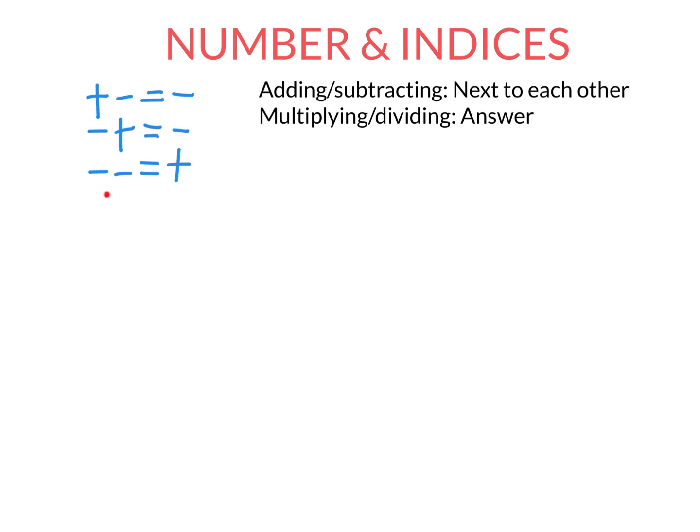So we have rules here for adding and subtracting. Positive and negative makes negative, negative positive makes negative, and two negatives make a positive. What is confusing about this rule is it means something different when you're adding or subtracting compared to when you're multiplying or dividing. For adding and subtracting, it refers to symbols next to each other. When we're multiplying or dividing, we're talking about the answer. Okay, you're probably a bit confused. Let's go through a few examples to see what I mean.